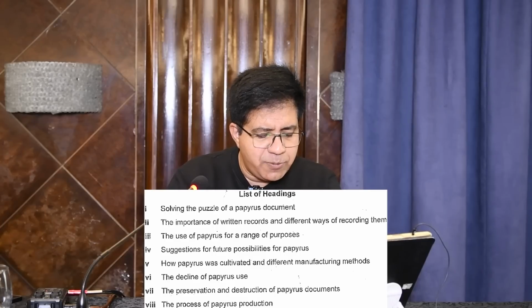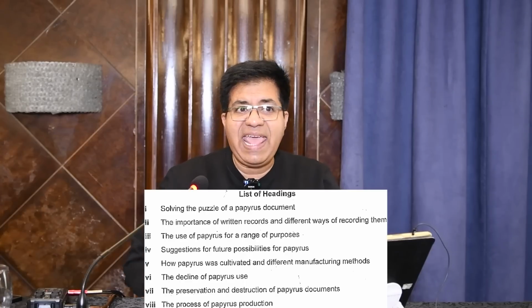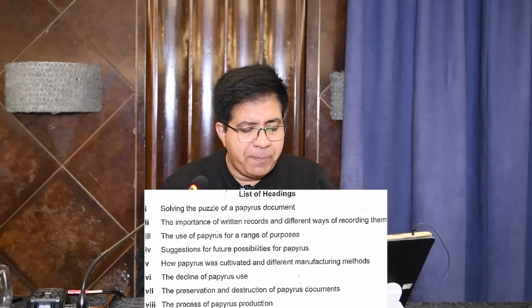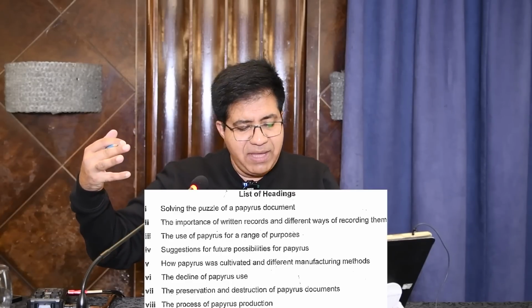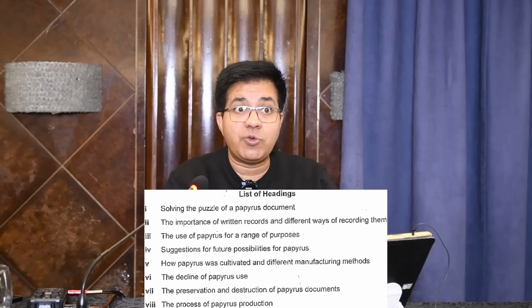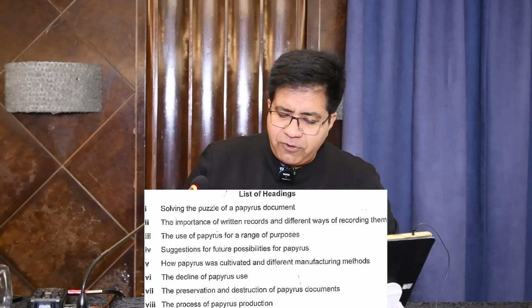Heading number 8, process of papyrus production. Now can you see heading number 5 and heading number 8? They are a bit confusing. Heading number 5 is how papyrus was cultivated and different manufacturing methods. And heading number 8 is process of papyrus production. So be careful with these 2 headings, okay? Now we start from heading number 1.